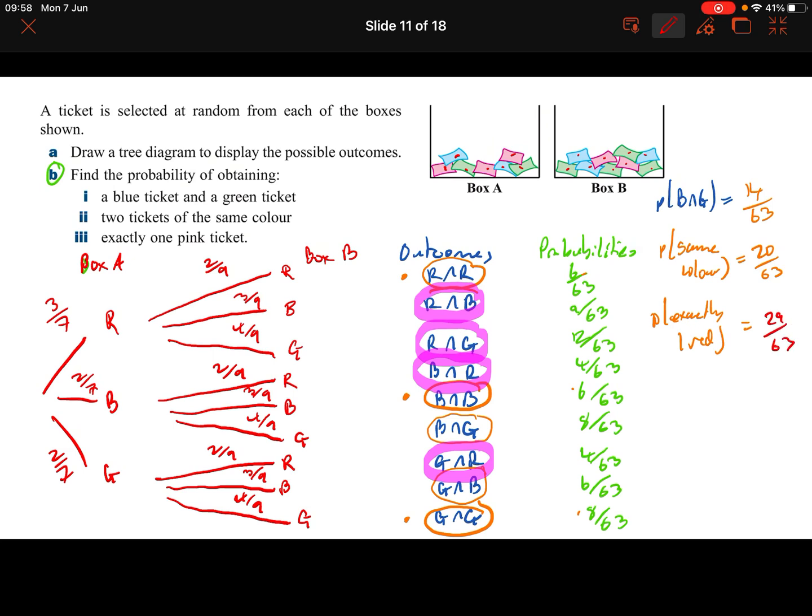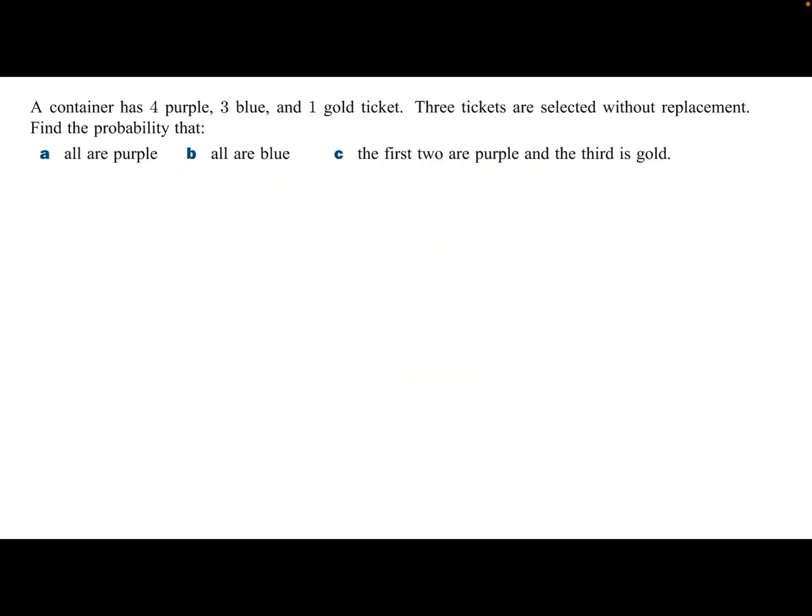So once you've got a really nice non-lazy tree diagram, it becomes very easy to answer associated questions with it. Okay? What about this one? A container has 4 purple, 3 blue, and 1 gold ticket. Three tickets are selected without replacement. So I'm not putting the ticket back, and that means these are dependent on each other, because what I pick first is going to affect the chances of what I pick next.